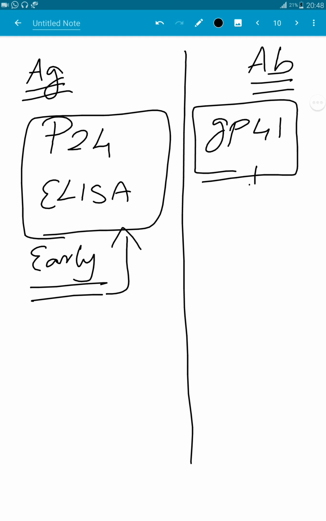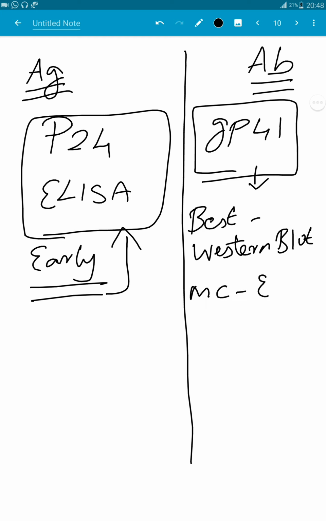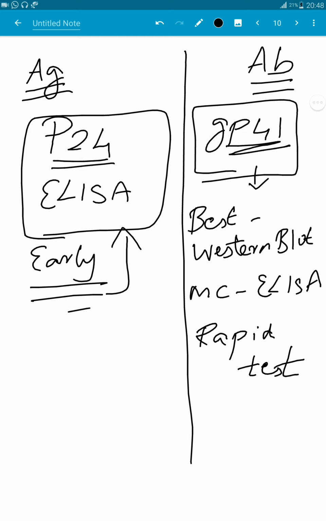And for antibody detection we use three types of test. The best test is Western blot, and the most common test used is ELISA. Nowadays we do rapid tests also. So these are the MCQs: for antigen P24, for antibody GP41, for early diagnosis antigen P24, best is Western blot, most common is ELISA.